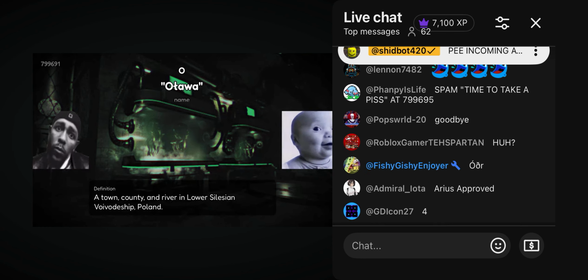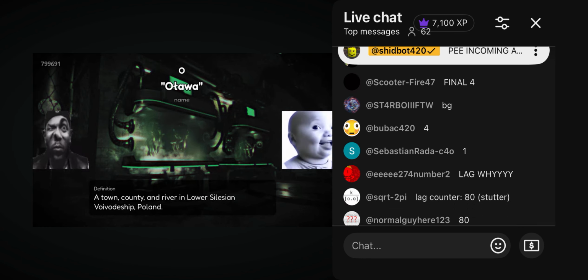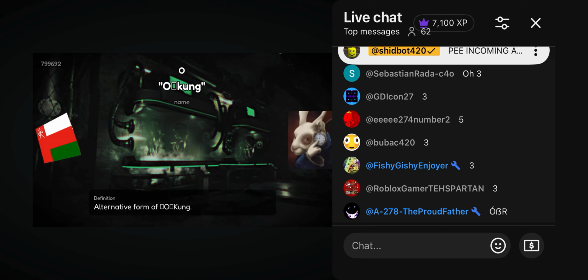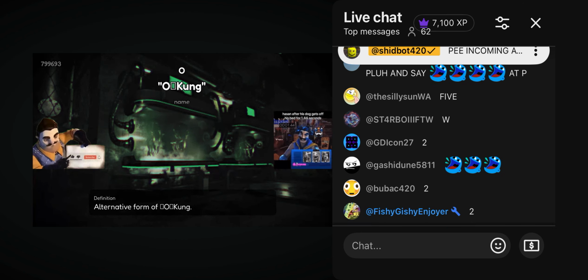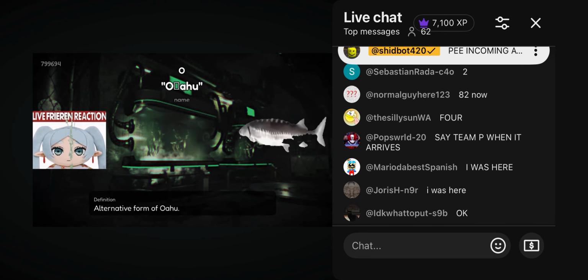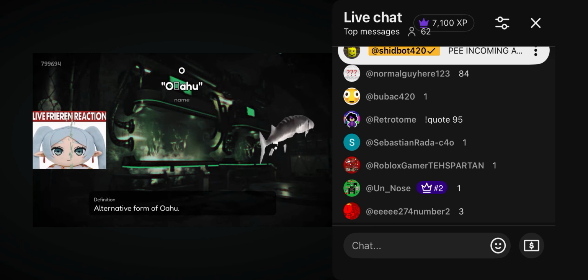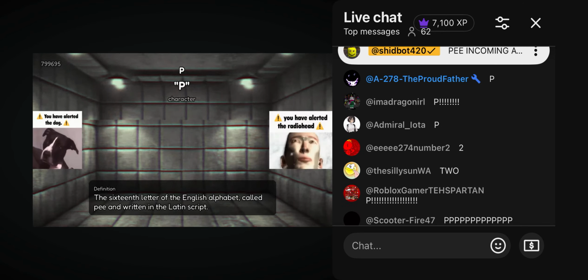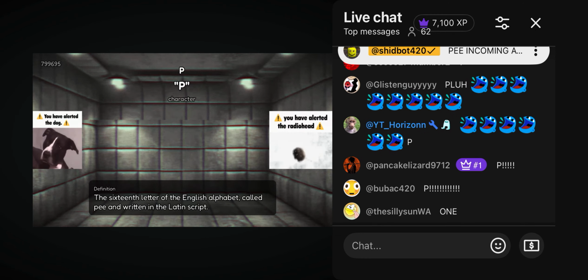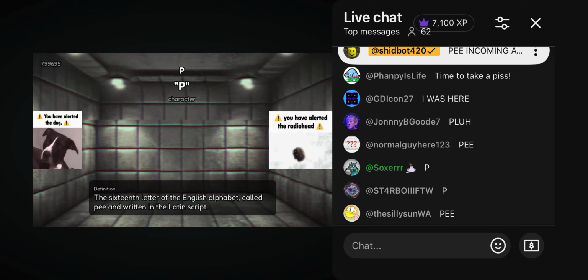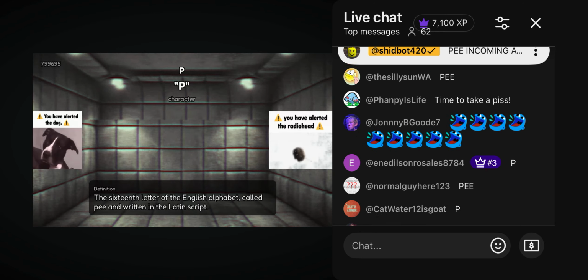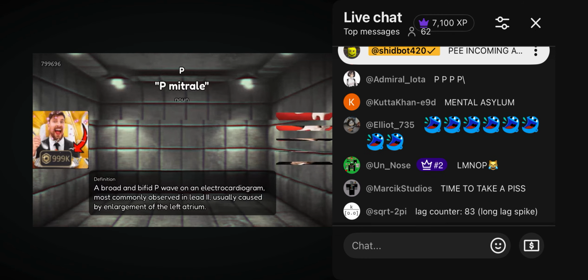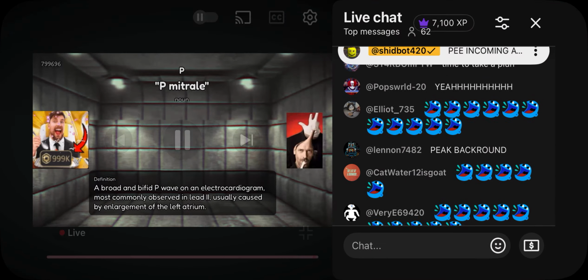Ozłów, a town, county, and river in Lower Silesian Voivodeship, Poland. Ozon, alternative form of Kakon. Oladu, alternative form of Oahu. P, the 16th letter of the English alphabet, called pee and written in the Latin script. P mitrale, a broad and bifid P wave on an electrocardiogram most commonly observed in lead II.